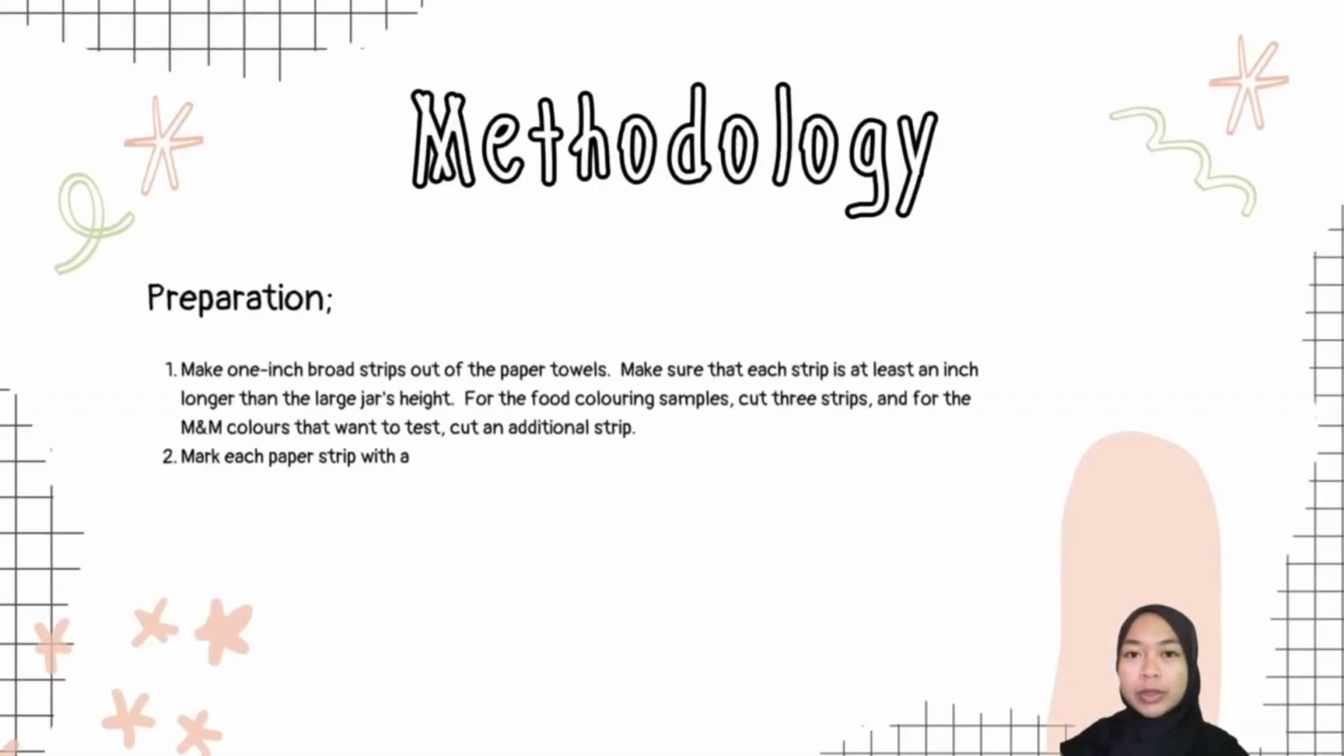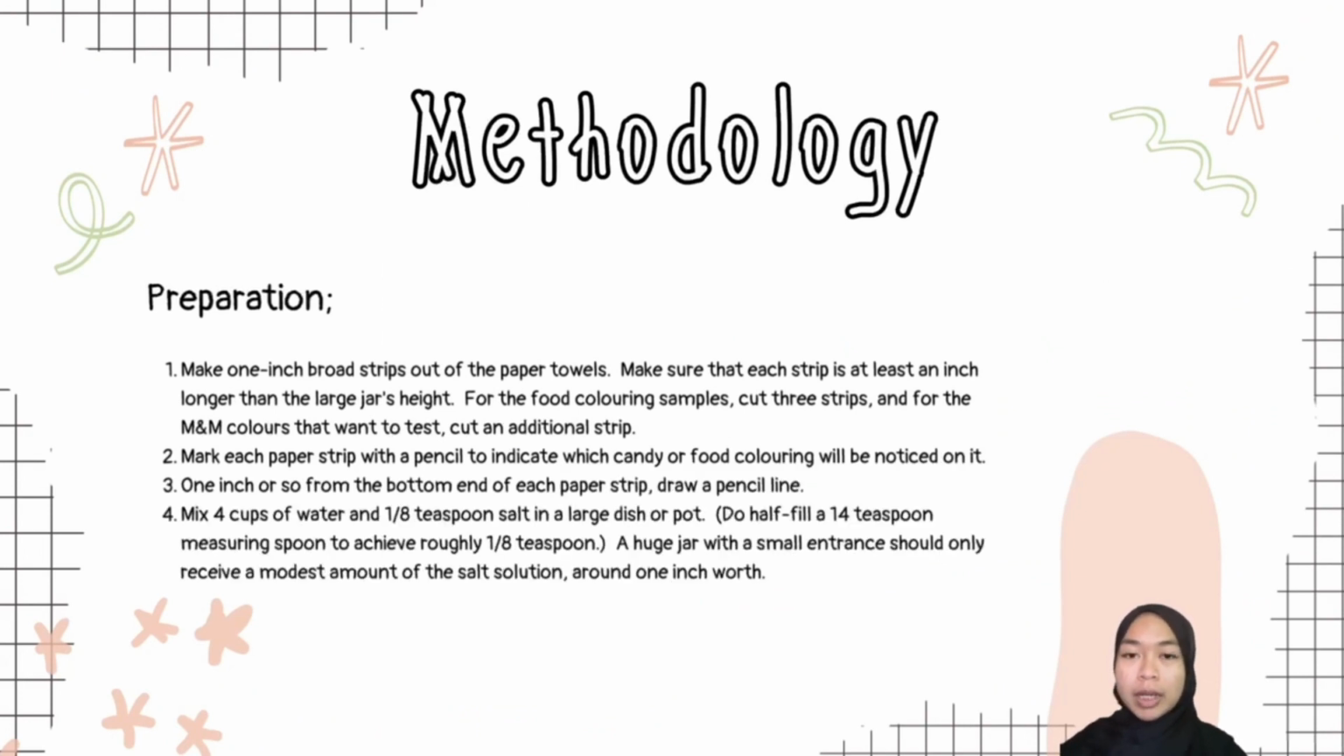Right, next we move on to the methodology. Firstly, the preparation. Make 1-inch broad strips out of paper towels. Make sure that each strip is at least an inch longer than the large jar's height. For the food coloring samples, cut 3 strips, and for each M&M color that you want to test, cut an additional strip. Mark each paper strip with a pencil to indicate which candy or food coloring will be tested on it. 1 inch or so from the bottom end of each paper strip, draw a pencil line.